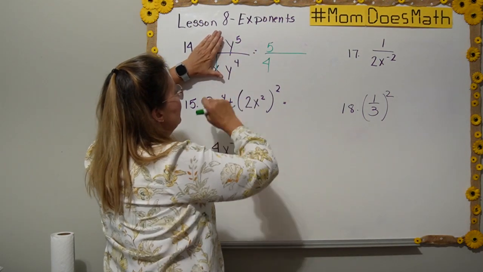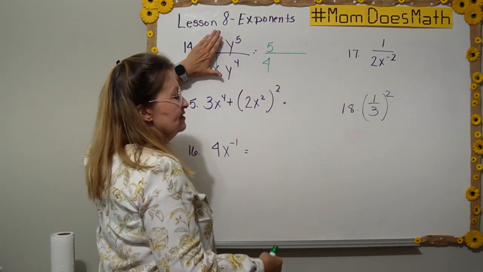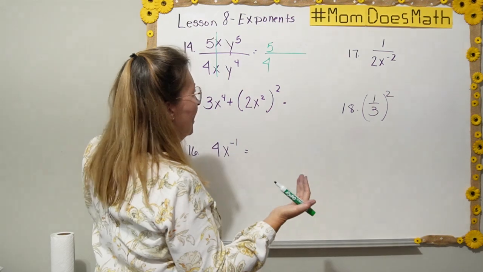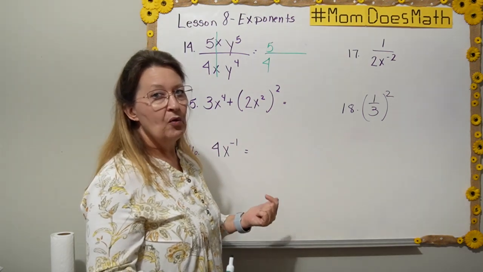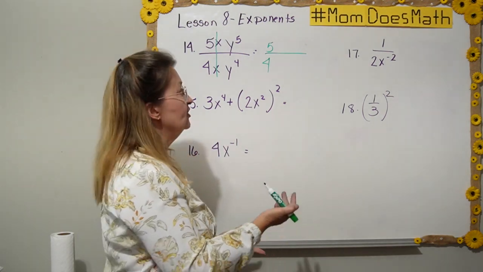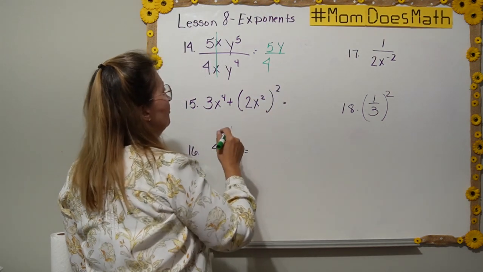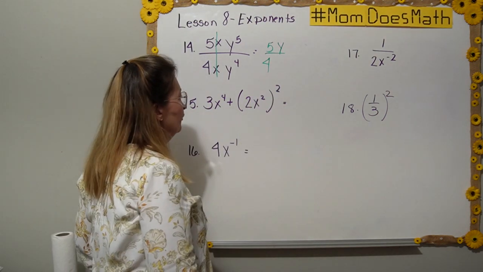Okay, now y to the 5th over y to the 4th. I can subtract my exponents. 5 minus 4 is equal to 1, so I've got y to the 1st power, and that's going to go wherever the largest exponent was, which is on top. So it's just y. You don't have to put the 1, so 5y over 4.